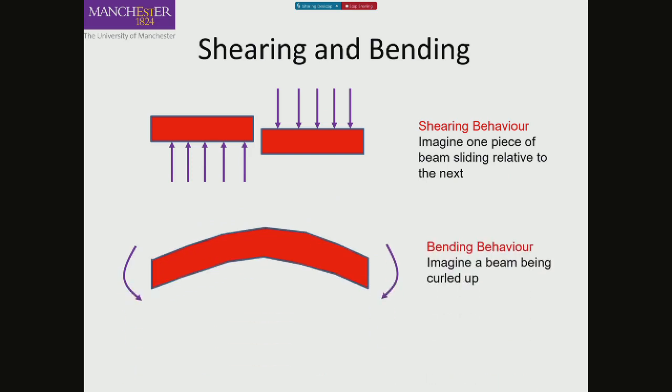So shearing and bending. Shearing, as the name suggests, is one part shearing with respect to another. Imagine one piece of beam sliding relative to the next, and that gives rise to this shearing behavior. Whereas bending behavior is very much like imagining a beam being curled up or bent down, for example. When we put the load on, the beam will bend downwards. So basically the bending moment is actually countering this, the bending moment caused by the load.